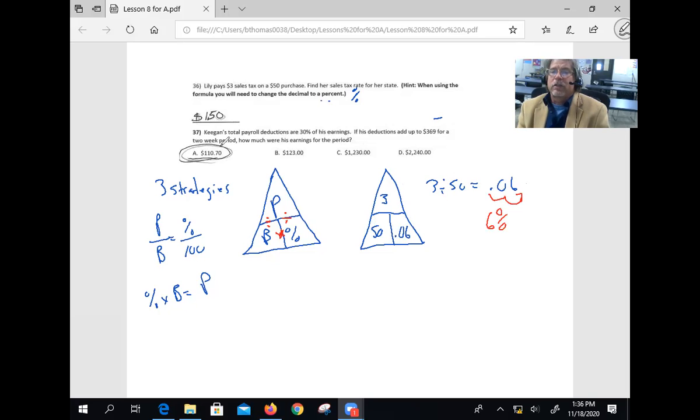If I look at 37, Keegan's total payroll deduction is like 30% of his earnings. If his deductions add up to $369 for a two-week period, then how much were his earnings for the period? So again, my strategy I like to use is the triangle model.